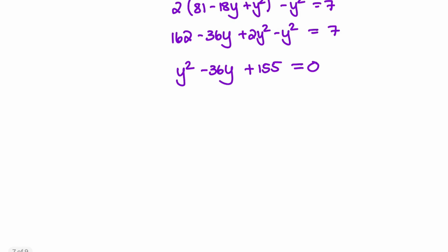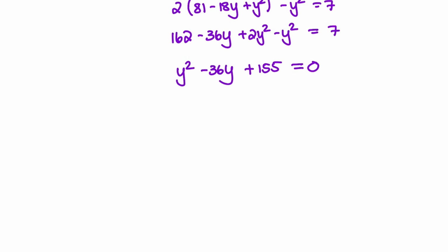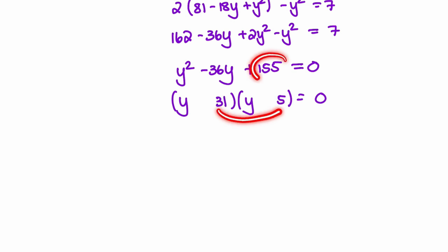Now, normally here, people would use the quadratic formula to solve for y. But if you're comfortable, you can always try to factorize this as well. So the factors of y squared would be y times y, and the factors of 155 would be 31 times 5. That gives me 155, and I need to have minus 36 in the middle, so it's minus 31 and minus 5.